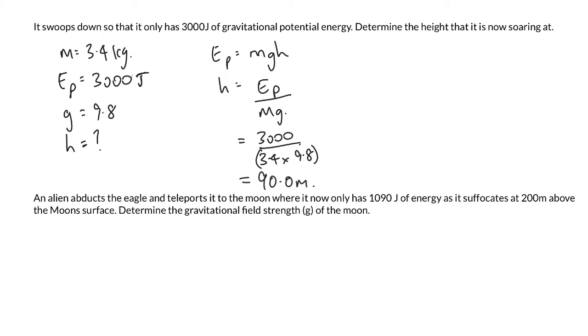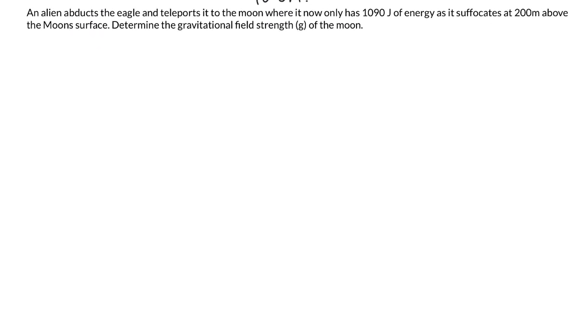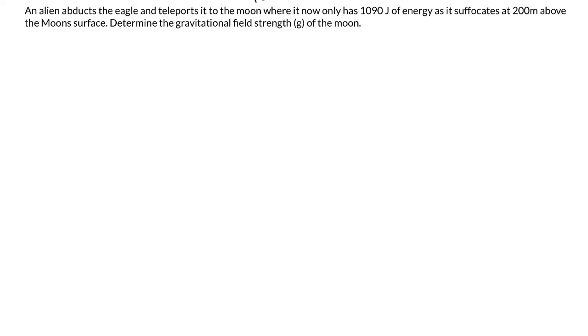Lastly, an alien abducts an eagle and teleports it to the moon, where it now only has 1,090 joules of energy as it suffocates at 200 meters above the moon's surface. Right, determine the gravitational field strength of the moon. So now we have the mass of the object, 3.4 kilograms. We have the energy that it has, 1090 joules. We have its height at 200 meters. Right, and we're trying to find out what the gravitational field strength at the moon is.